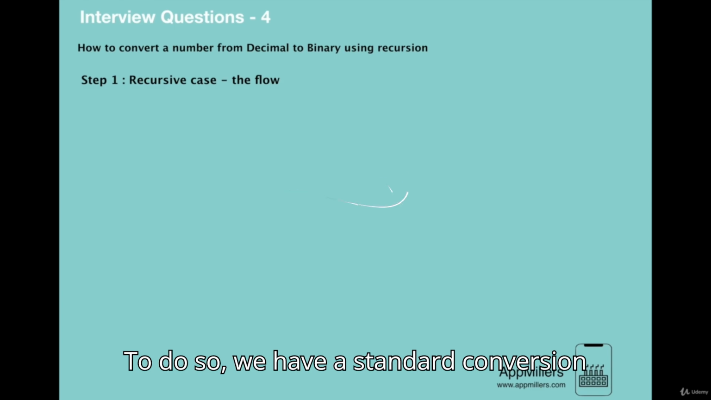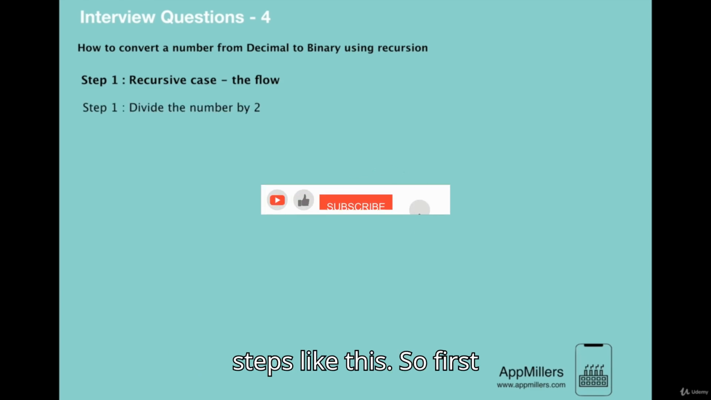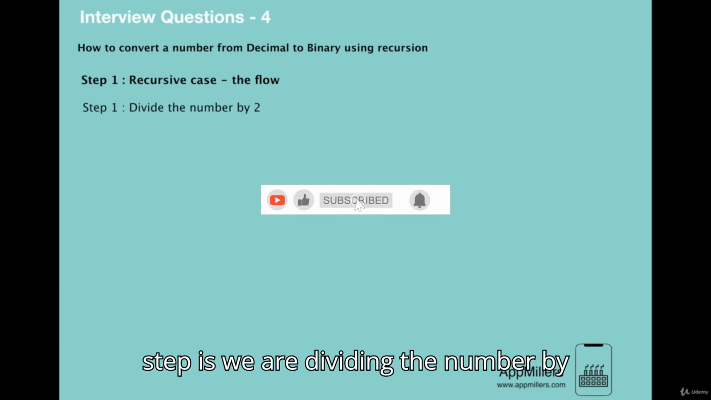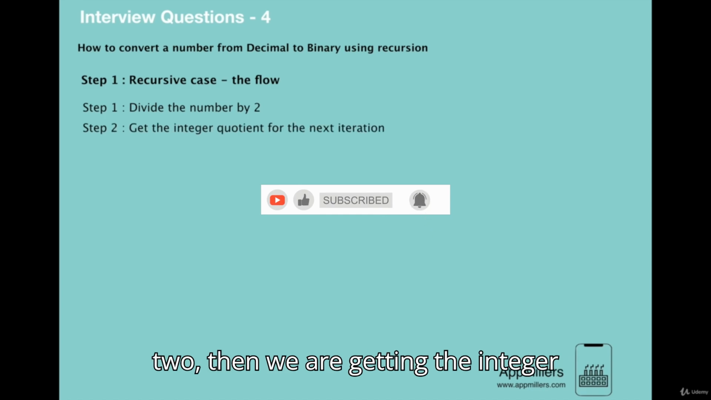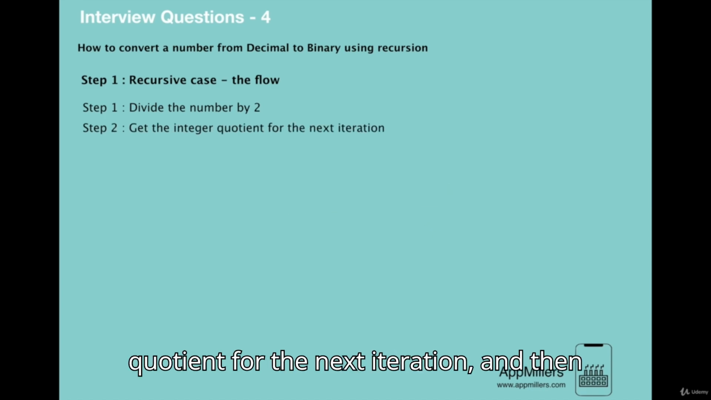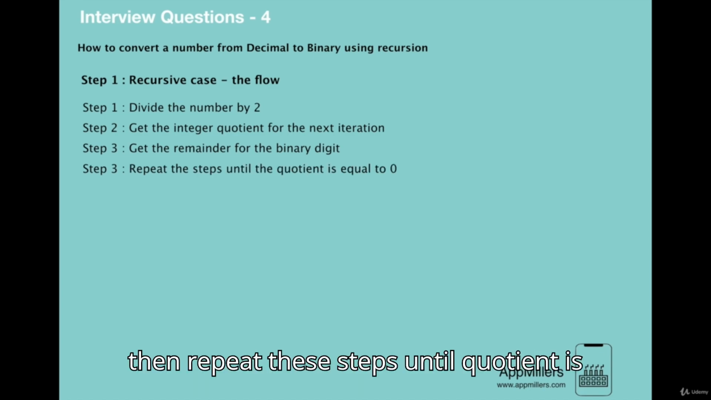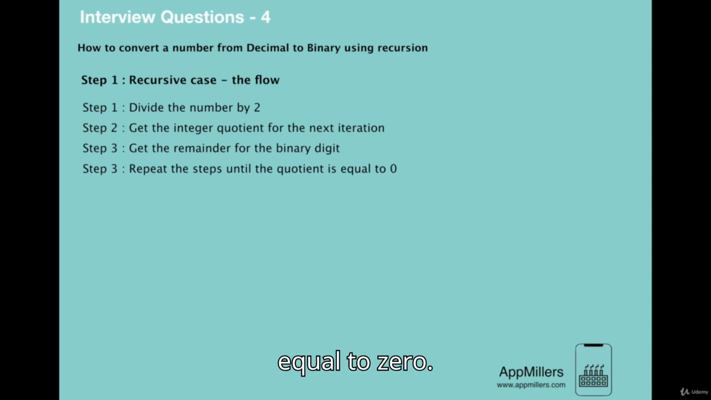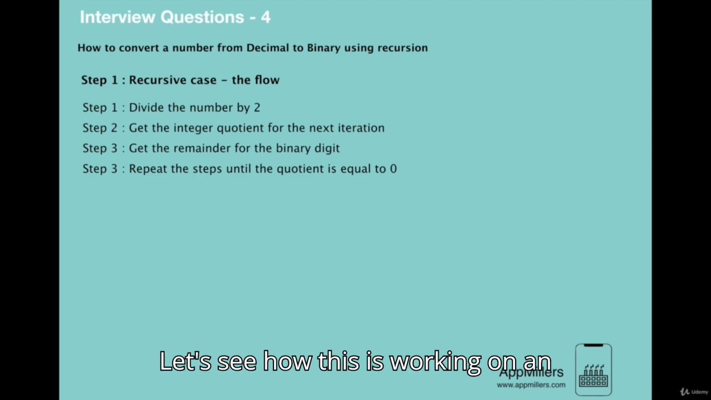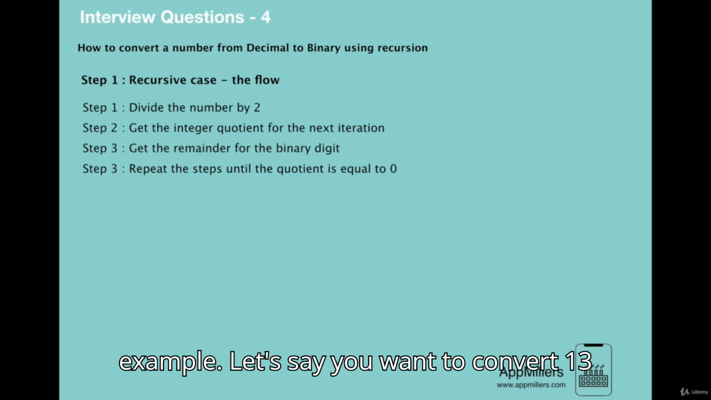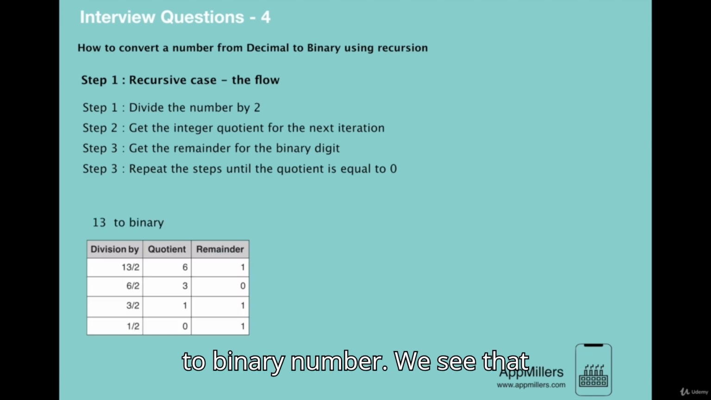To do so, we have a standard conversion steps like this. So first step is we are dividing the number by 2. Then we are getting the integer quotient for the next iteration, and then get the remainder for the binary digit. Then repeat these steps until quotient is equal to 0. Let's see how this is working on an example. Let's say we want to convert 13 to binary number.